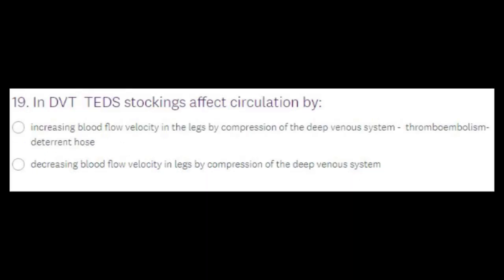Next question, in DVT, TED stockings affect circulation by option A, increasing blood flow velocity in the legs by compression of the deep vein system, or thromboembolism deterrent hose, that is the TED hose, and option B, decreasing blood flow velocity in legs by compression of the deep venous system. So in DVT, TED stockings are used to increase blood flow velocity in the legs. So option A is the right answer.